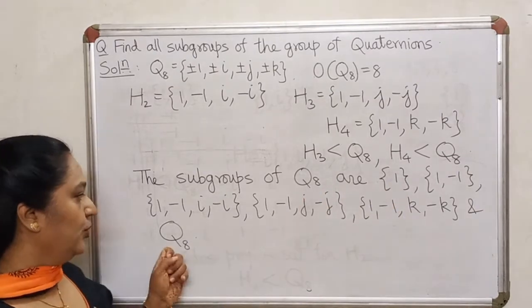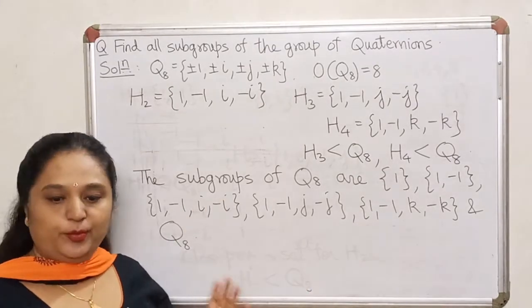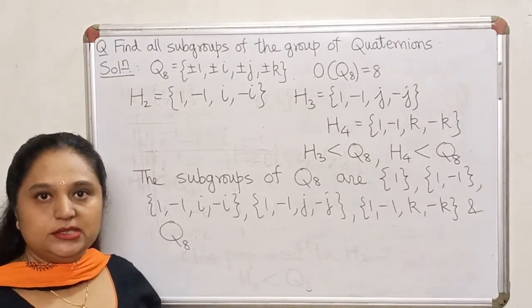This is the trivial subgroup, this is the improper subgroup. All other subgroups are called proper non-trivial subgroups.